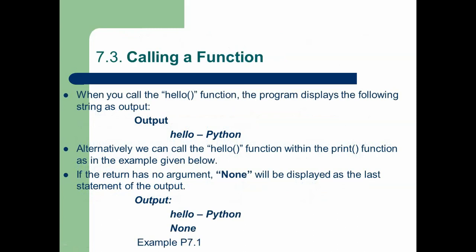Now we are going to discuss how to create a function and how to call a function. In example 7.1, the function is created with the name hello, and the function is called in two different ways.